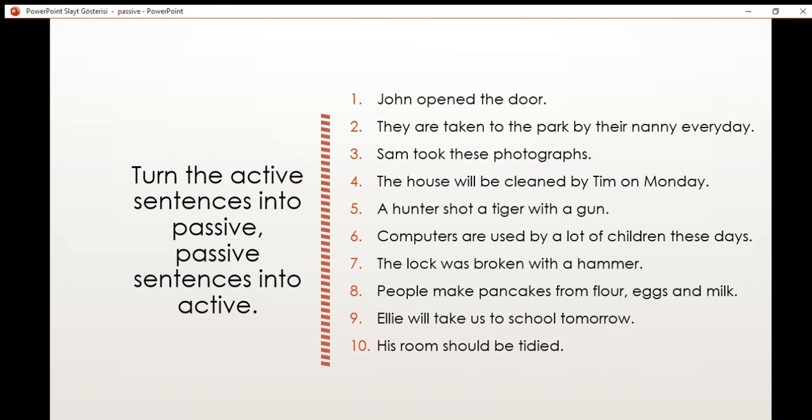Now, there are 10 more sentences. Some of the sentences here are passive, and some of the sentences here are active. If they are passive, we're going to make them active. If they're active, we're going to make them passive. Pause the video here for 10 more minutes. Turn the active sentences into passive, passive sentences into active voice, and then continue watching the video.